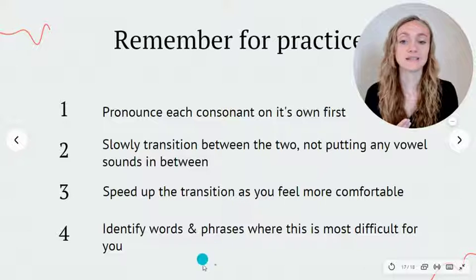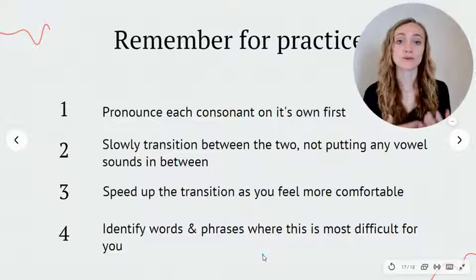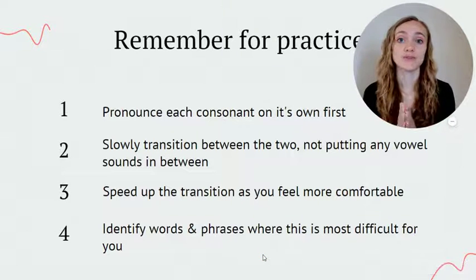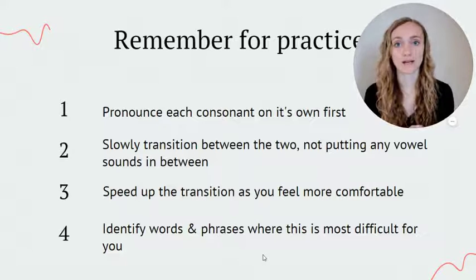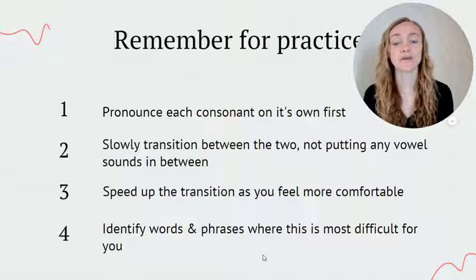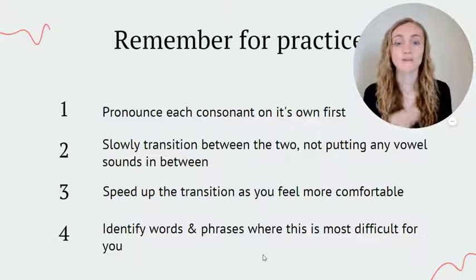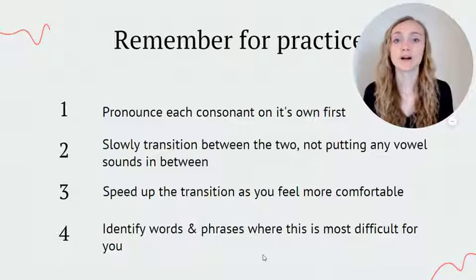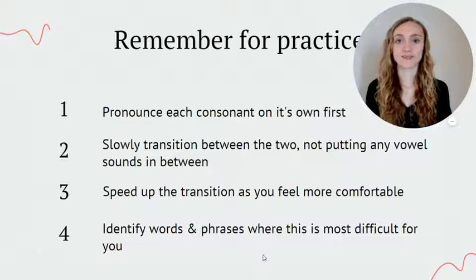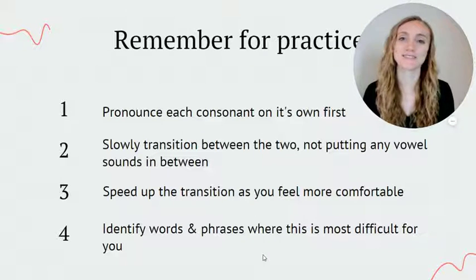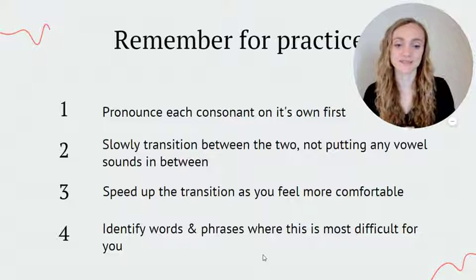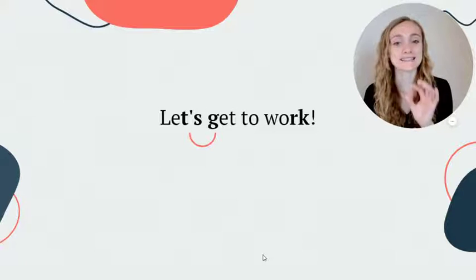And we'll just keep identifying the words and phrases where this is most difficult for you so that you can know what to be focusing on, okay? It's always important to be self-analyzing and knowing which words are more difficult for you, because then you know what to practice, then you feel confident with that word, and then you can move on to more challenging things and keep improving your pronunciation and speech to just feel more confident when you're speaking, right? So these are the steps to remember for practice. Now let's get to work.